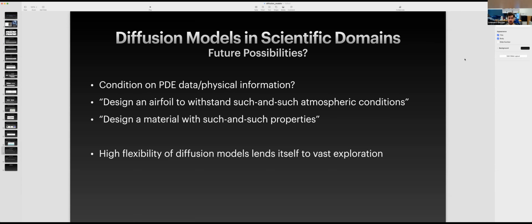Perhaps conditioning on PDE data, sensor data, physical information, combined with textual conditioning. So maybe something along the lines of design an airfoil to withstand such and such atmospheric conditions, and you put in that textual description along with perhaps some sensor data, and a diffusion model might be able to generate a schematic of said airfoil or a material with some specific desired properties. Again, the high flexibility of these diffusion models lends itself to vast exploration, lots of possibilities.